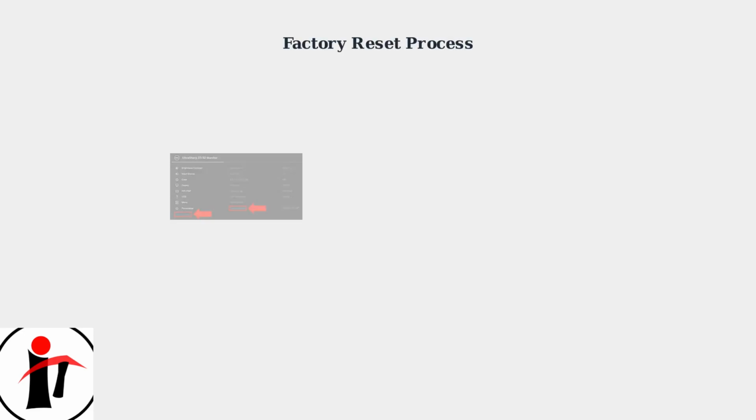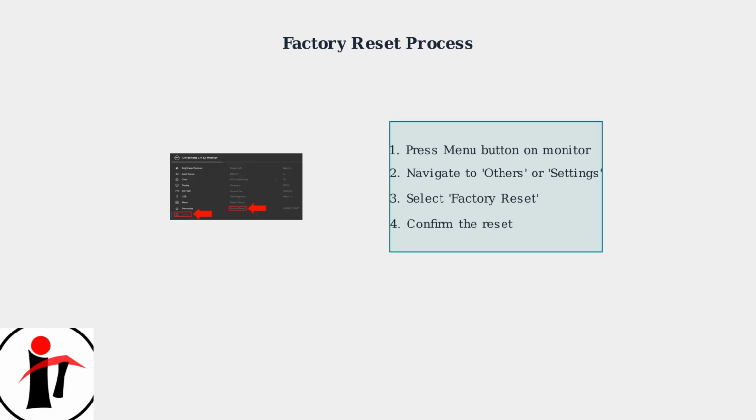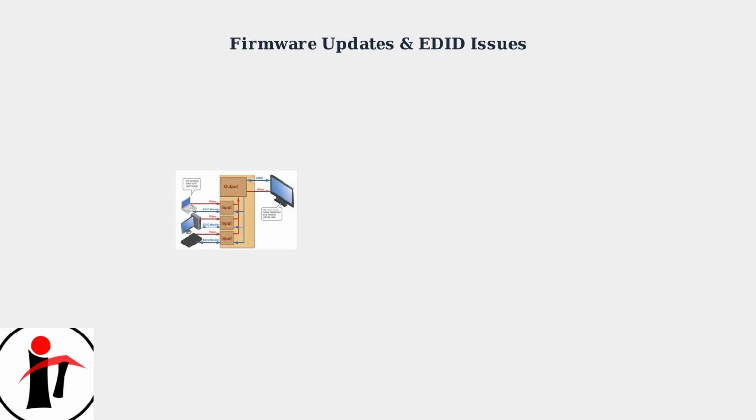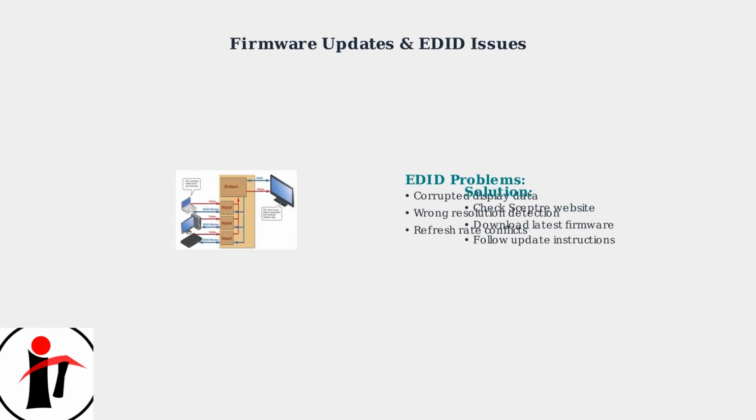When basic troubleshooting fails, the next step is performing a factory reset through your monitor's on-screen display menu. This clears any corrupted settings that might be preventing proper display. Firmware updates from Sceptre often address EDID corruption and compatibility issues. EDID, or Extended Display Identification Data, tells your graphics card what resolutions and refresh rates your monitor supports.